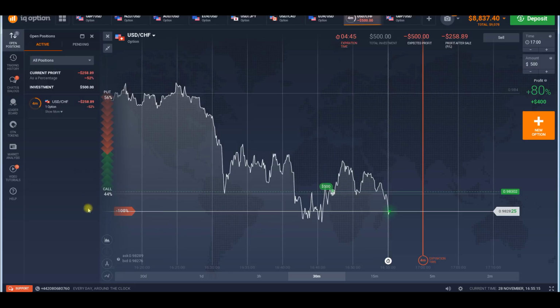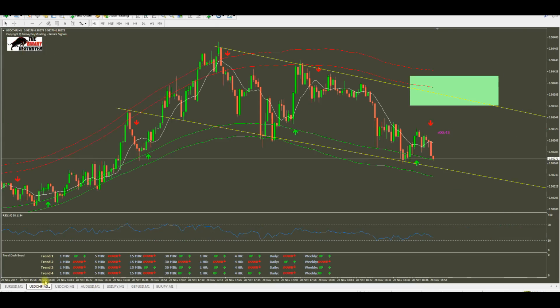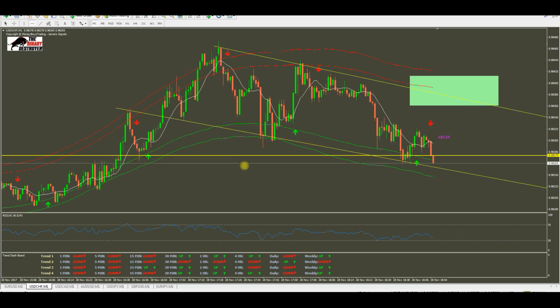So we are 4 minutes to go. I'm out of the money on both of them. Why is that? I'm still pretty confident this is going to be a winner. We've got a nice support area around here.